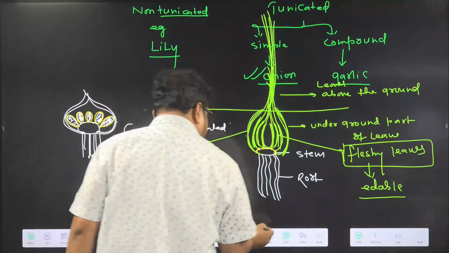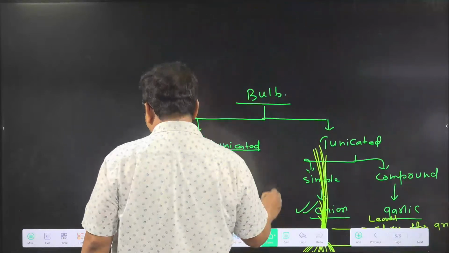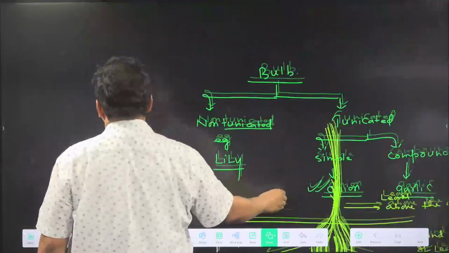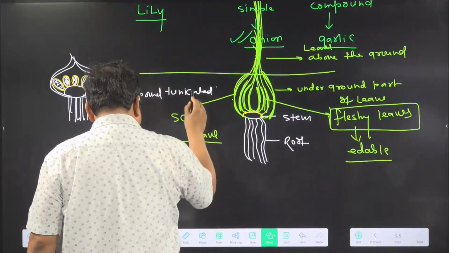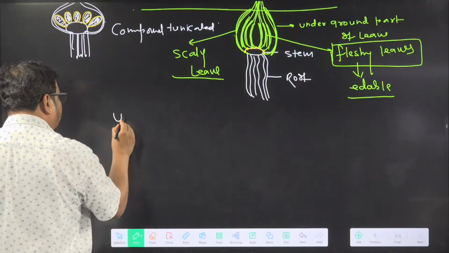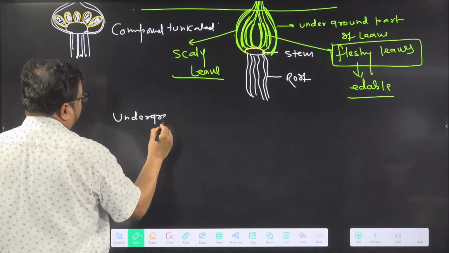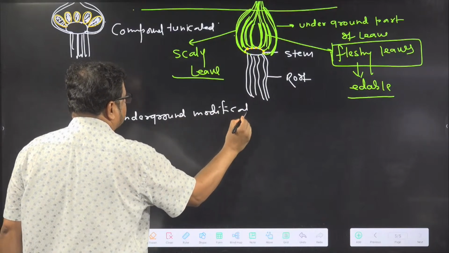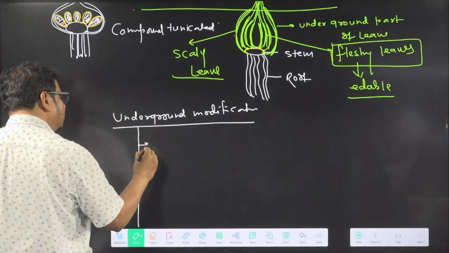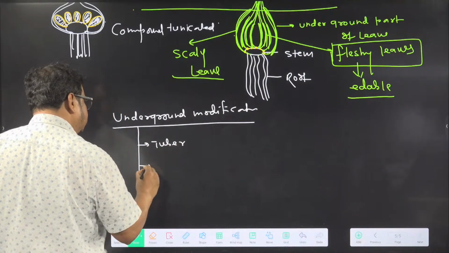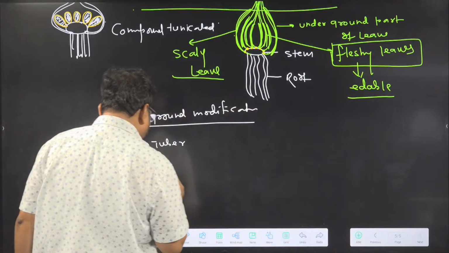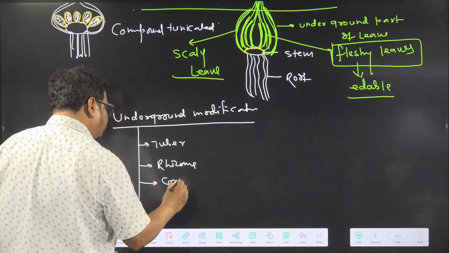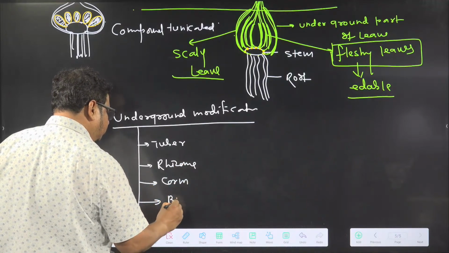Now I am telling you an interesting fact. How many types of modification have I written? Let me write. Underground modification. How many types did I write? Tuber, bulb, sorry, right in sequence, rhizome. Another example, corm. Another example, bulb.